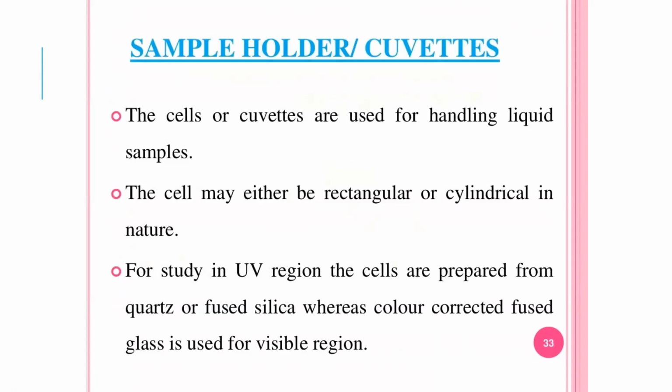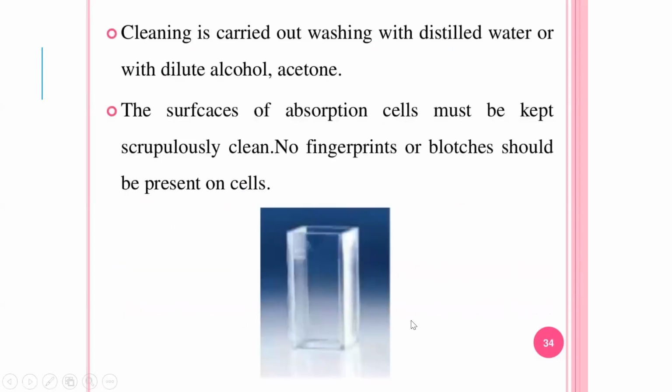Next, sample holder. For the UV region, the sample holder is made up of quartz or fused silica, and glass is used for the visible range. The sample holder or sample cell is made up of quartz in case of UV, and glass in case of visible range. Cleaning is carried out with distilled water, or you can wash the cuvettes with alcohol or acetone.